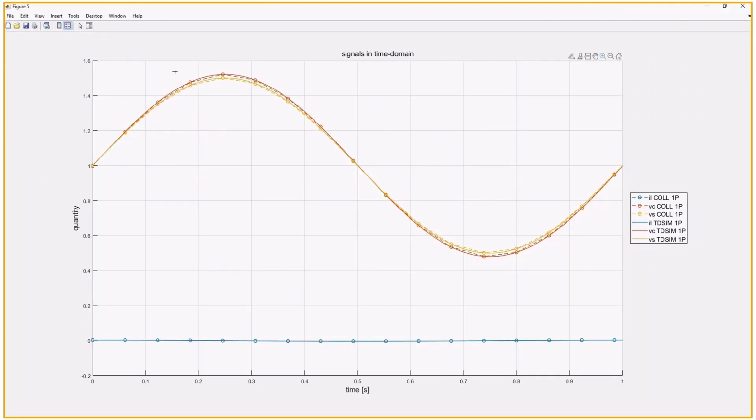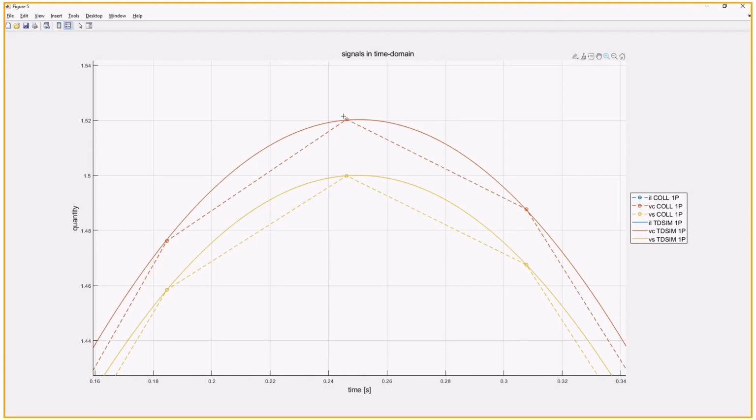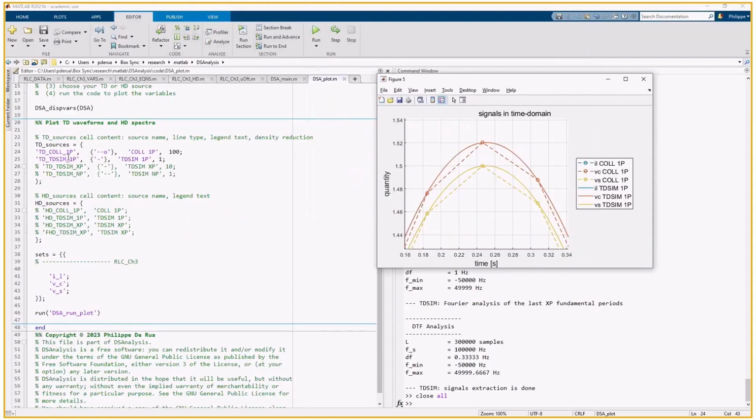So the points are indeed very close to the results of the time domain simulation. There is still some difference because the time domain simulation had not converged exactly to a steady state, but if we give it even longer, it will converge to the results provided by the collocation method.